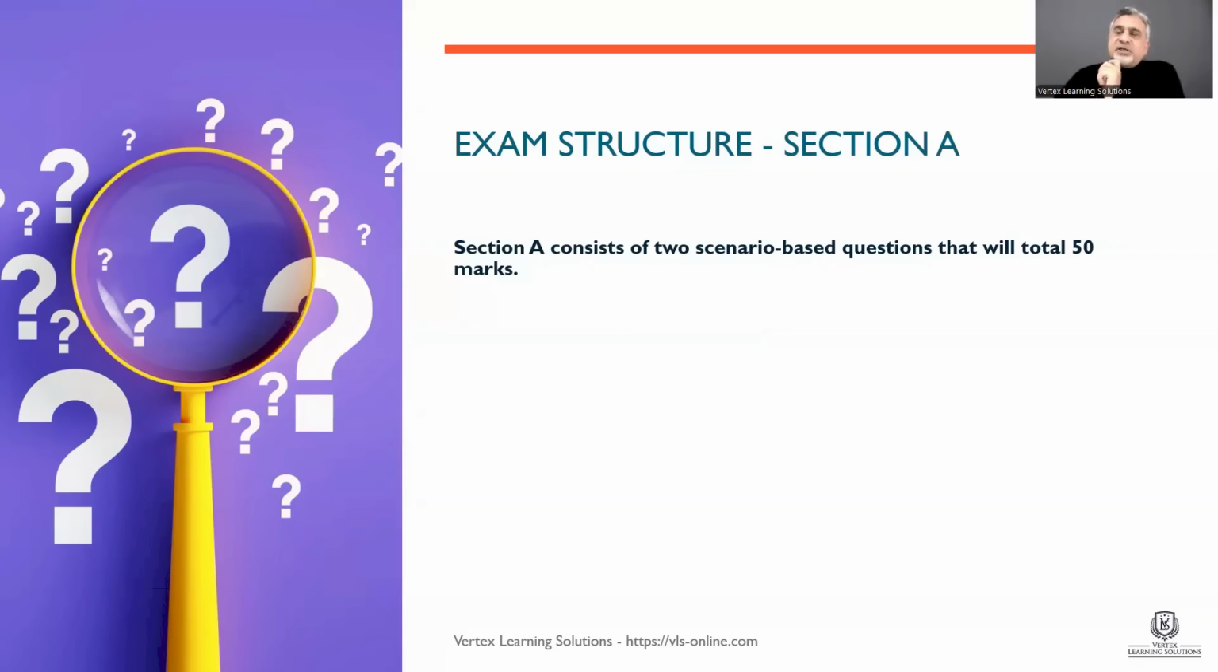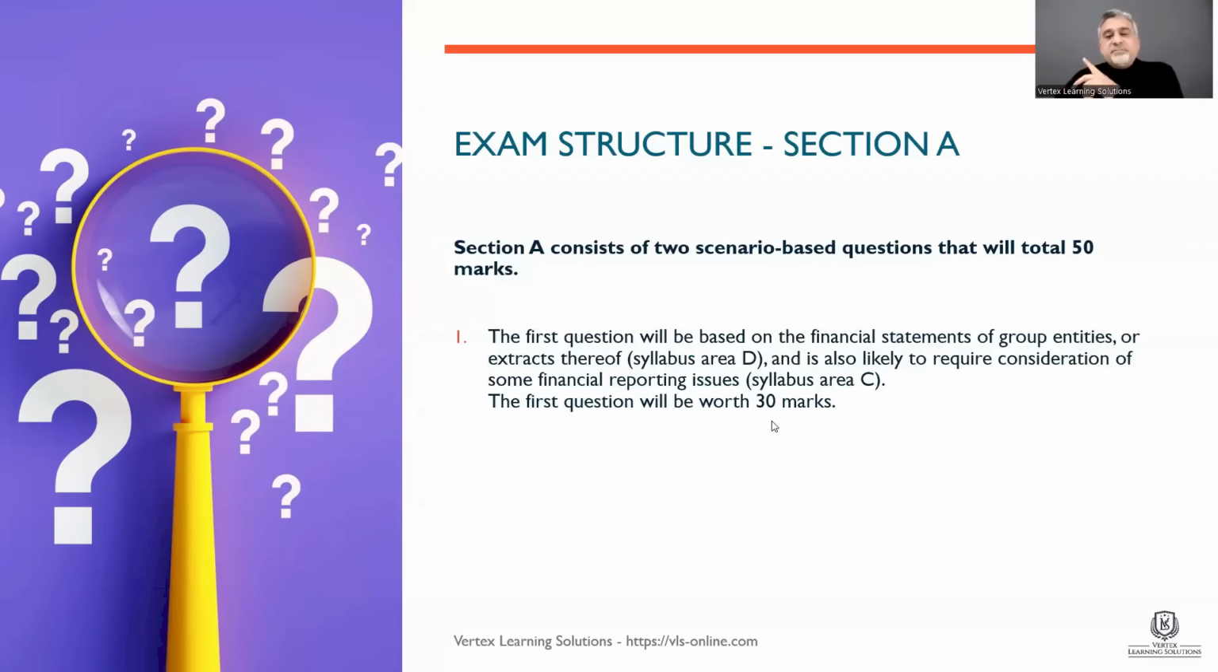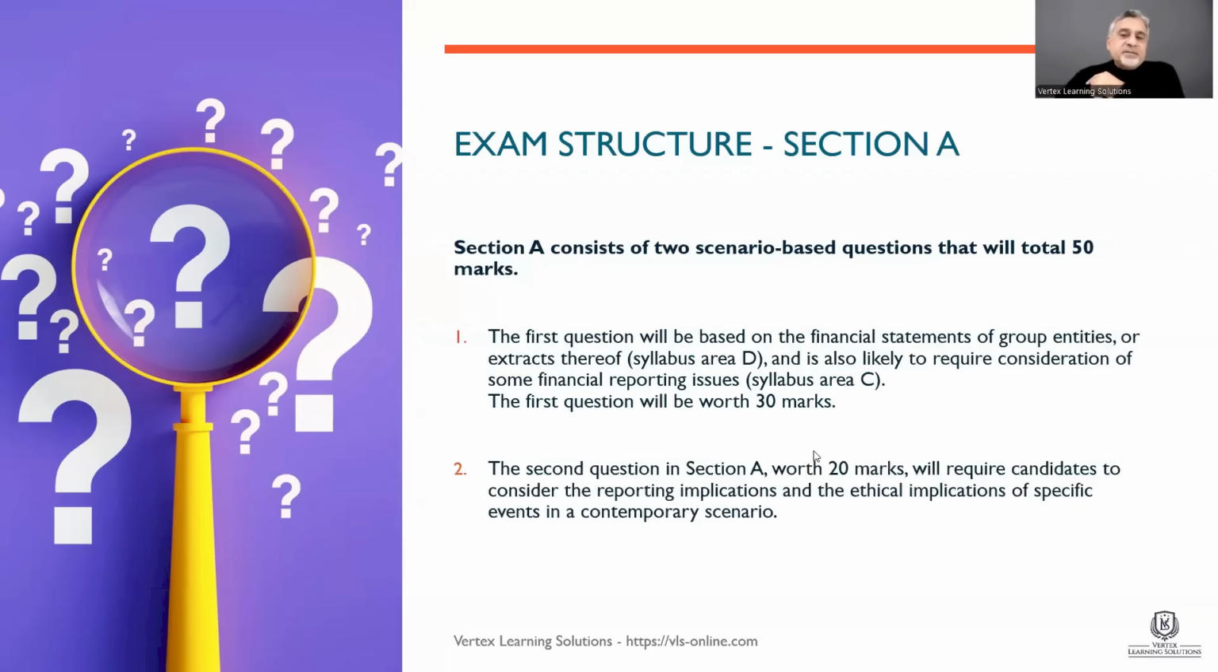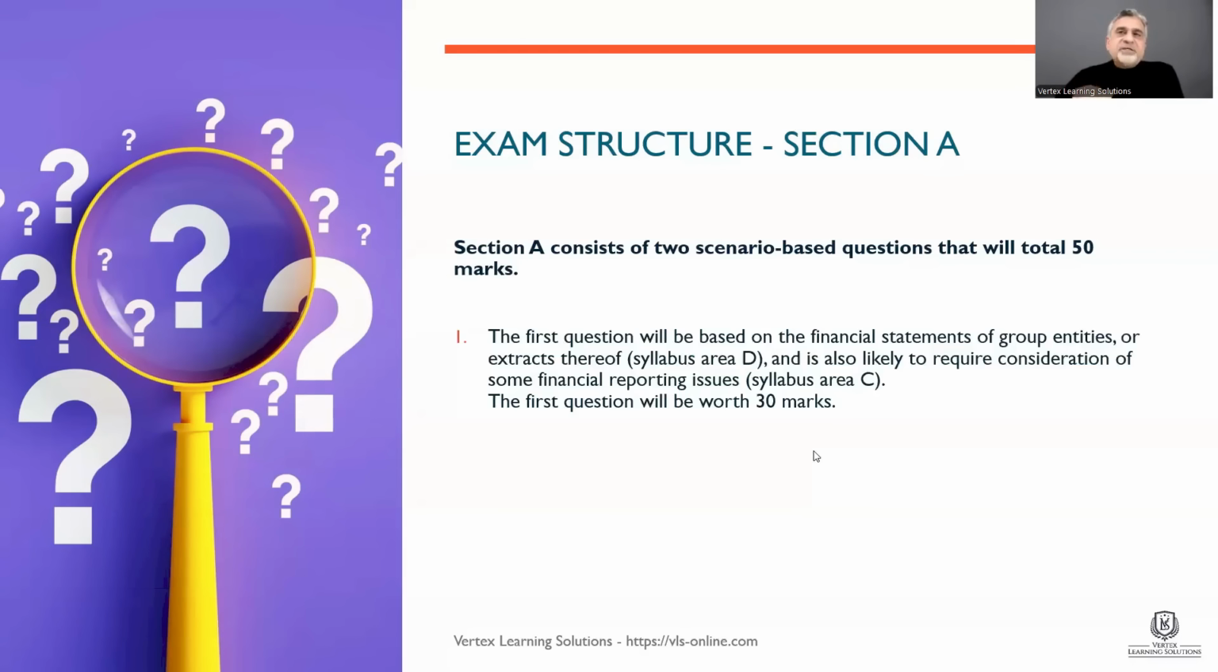But there is a distinction. In section A, the total marks are 50 and there are 2 questions, so you might be thinking 25, 25, but it is not 25, 25. In fact, question number 1 is 30 marks and question number 2 is 20 marks. This question 1, which is for 30 marks, is always from consolidation.